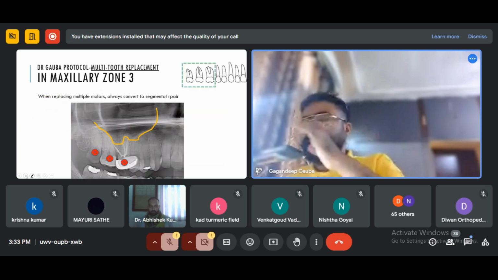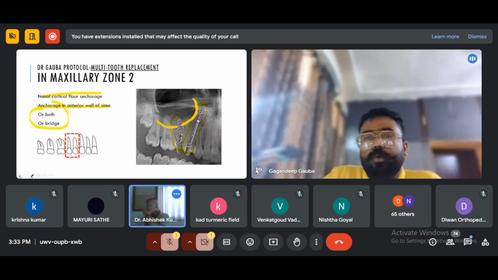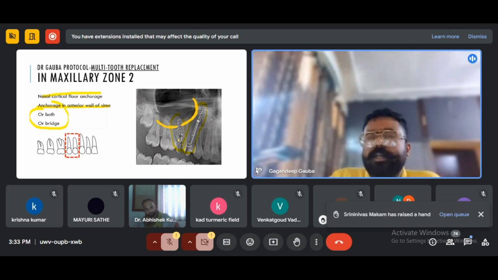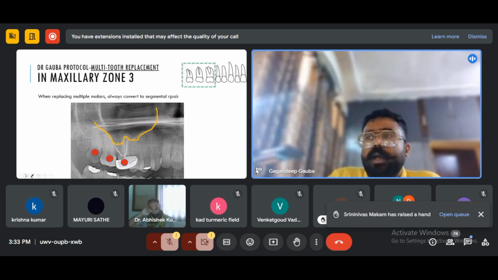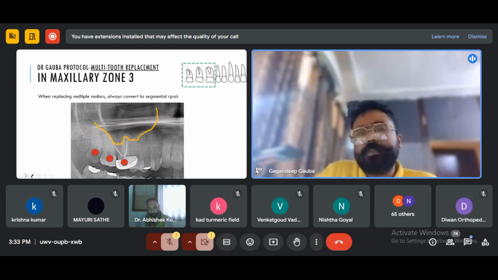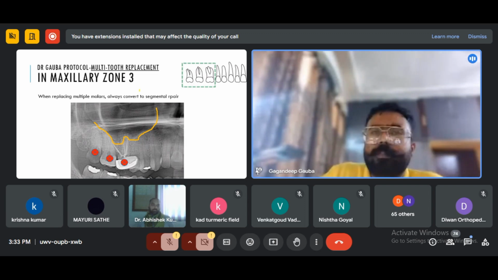Zone 2 is clear. When we have to replace both the premolars, we can easily replace both the premolars. We don't have to deliberately extract the teeth and convert it into a segmental repair. We don't have to. Deliberate extension of the edentulous span is almost always required when treating zone 3 multiple tooth replacement.